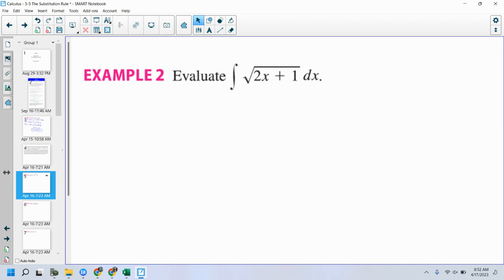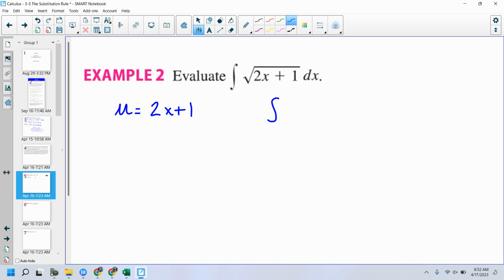Okay, what do you think the u is going to be? Look for a function that's nested inside something else. What do you think u is going to be in this case? 2x plus 1. Right? You create a variable to substitute into the function to make it a little less complicated.